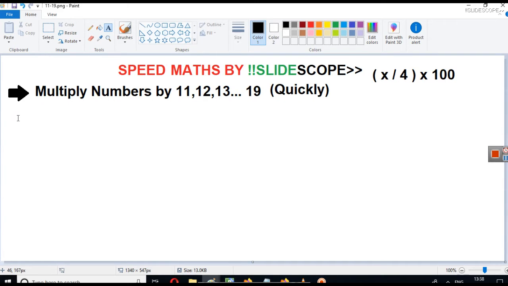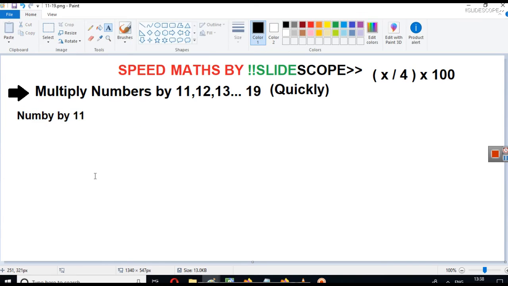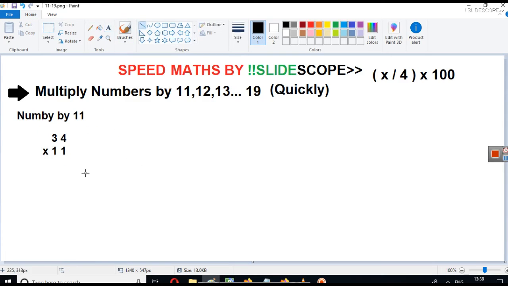First I will tell you how you can multiply a number by 11. You can multiply any number by 11, and there is a very simple trick for that. Let's say our number is 34. This is our number and we have to multiply it by 11. So we can write a cross here and find the multiplication of this particular number.